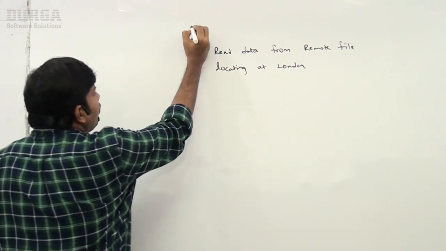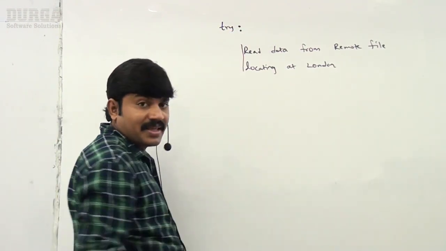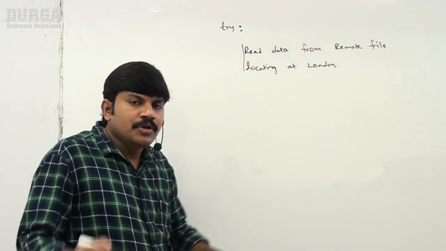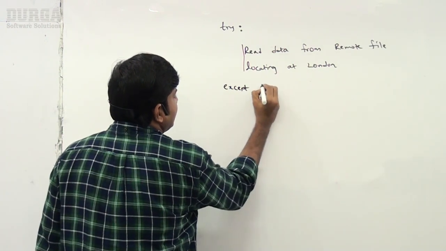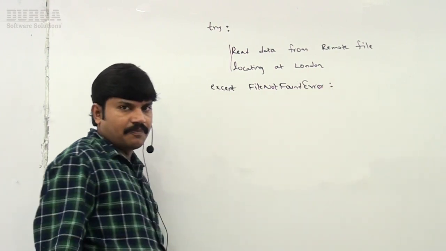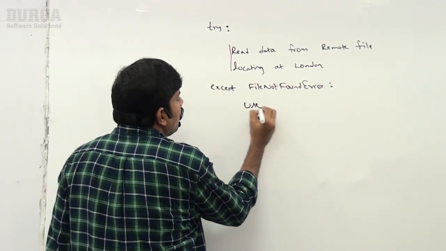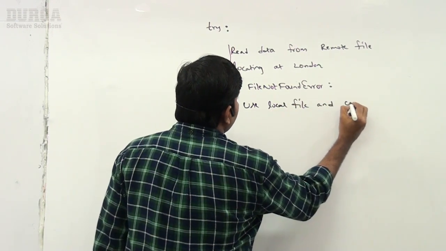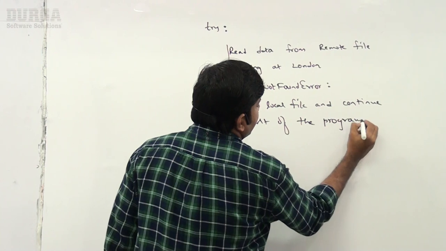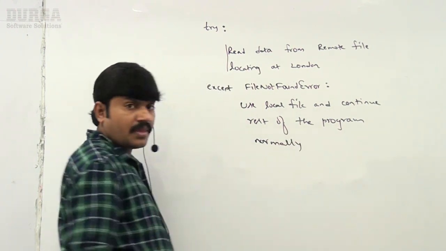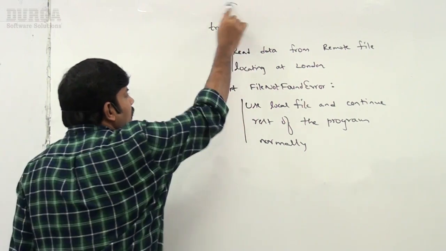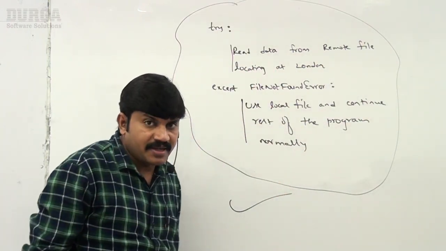What I want to do here is take this code inside a try block. Very important: I will write this code inside a try block. While executing this code, if a file not found error occurred, except file not found error came, then use a local file and continue the rest of the program normally. Are you getting it? So if a file not found error came, use a local file and continue the rest of the program normally.